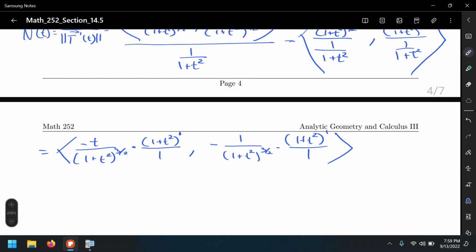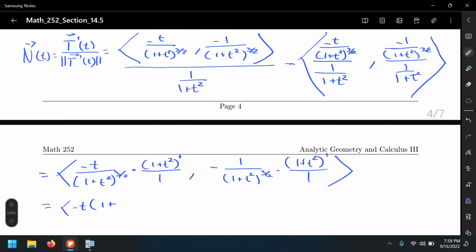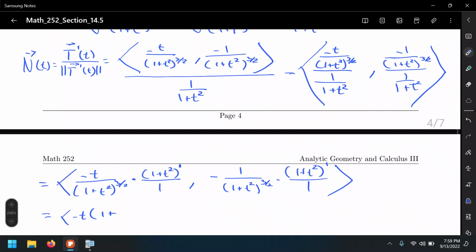So what is 1 minus 3 halves? Isn't it negative 1 half? So this will be negative t times 1 plus t squared. Oh yes, sure. This part? Yeah, I write really slow. And 1 plus t squared to the, wait a minute, no, that's to the negative 1 half. We say it, right? Negative 1 half. And comma, negative 1 plus t squared to the negative 1 half as well.